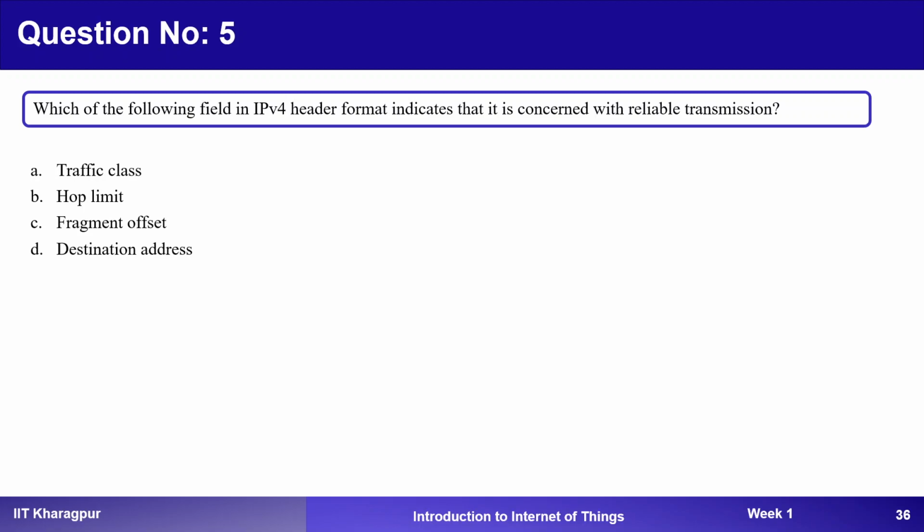Now question number 6, which of the following is the function of IoT gateway? Options are D, all of these. All of these, right? So gateway is responsible for the interconnection between your IoT devices and your other devices. So basically it will manage the flow of your messages, data forwarding, device management, protocol conversion, all those things are done by your IoT gateway.